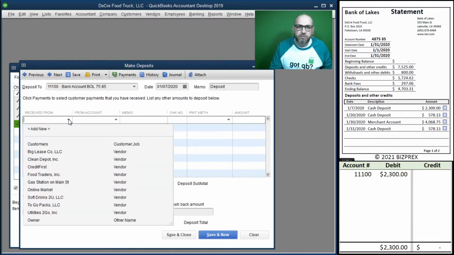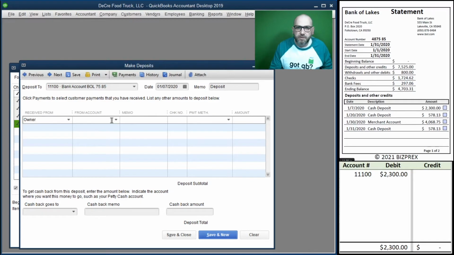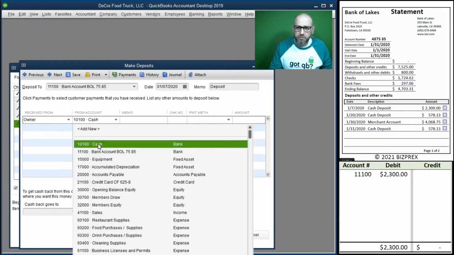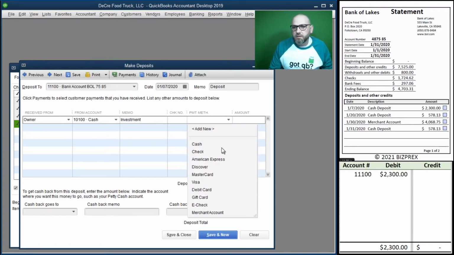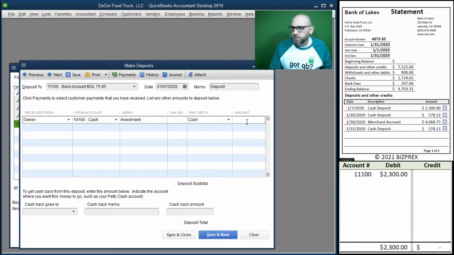So where did we receive it from? We received it from owner in this case, and it came from cash, because remember, first we took the money out of credit card, it became cash, and now we took part of that cash back. So that's initial investment. It's cash, all right, and the amount of 2,300.